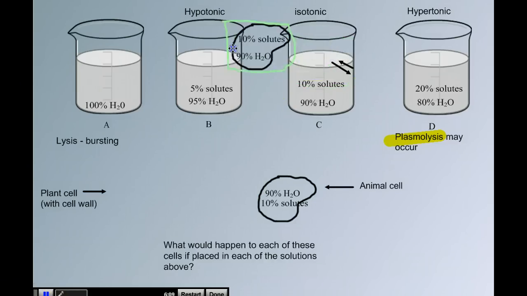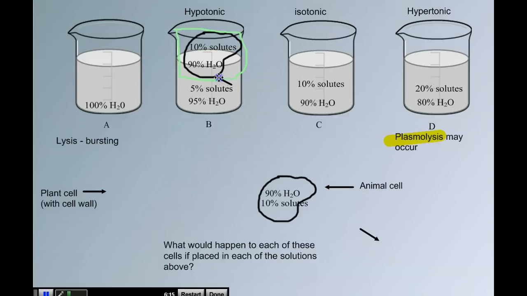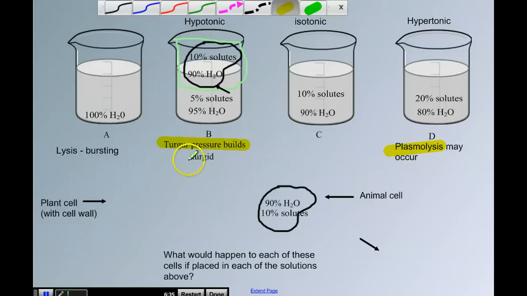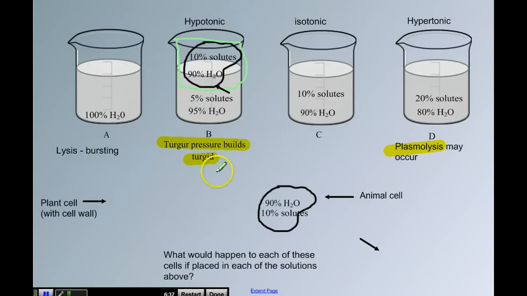If we move the plant cell into a hypotonic solution, let's talk about what happens here. Water will definitely move into the plant cell as it moves towards the more hypertonic region, and now the cell membrane is going to swell and press up against the cell wall, and the cell will become turgid, or it builds turgor pressure. As this cell membrane presses up against the cell wall, we say that the plant cell becomes turgid or tight.